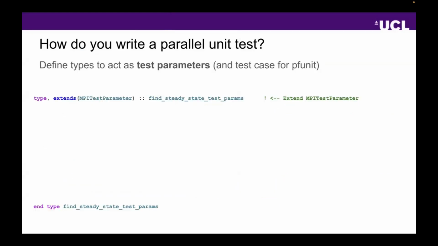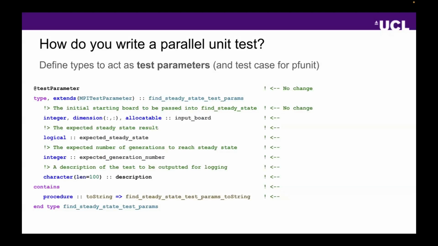So actually, there's going to be very little change to this type. In fact, the only change is going to be the type that we extend. So instead of extending abstract test parameter, we're going to extend MPI test parameter. We still get all of the features from abstract test parameter, but this just allows us to use MPI. So everything else is the same.